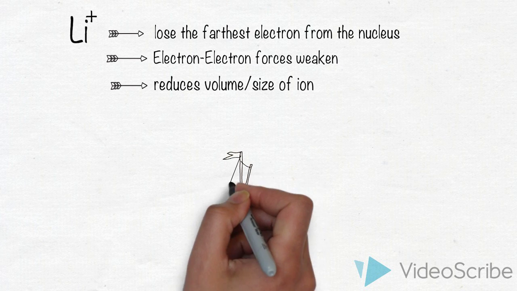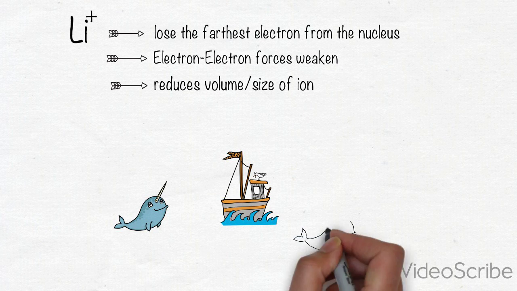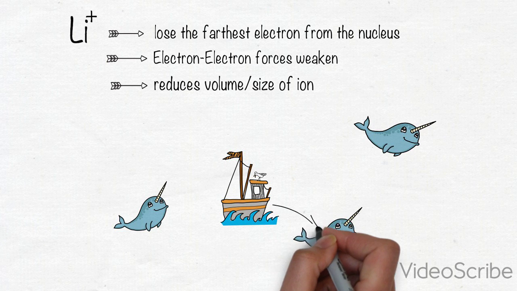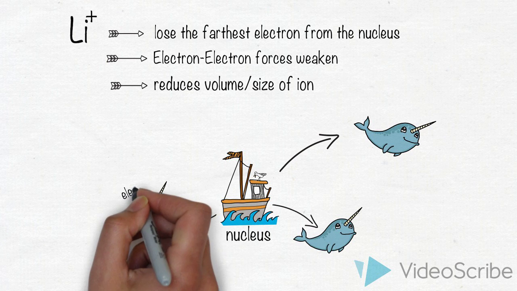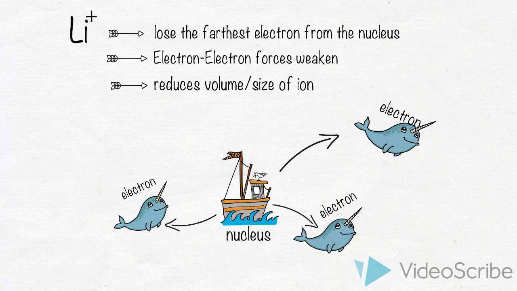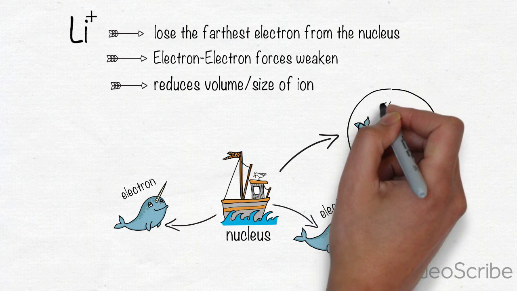This process is similar to a fisherman trying to catch all the fish in a lake. The fisherman is the nucleus and the fish are the electrons. If one fish swims away, it's much easier to reel in the remaining 2 fish because there are fewer fish. This process happens for almost all other cations on the periodic table.